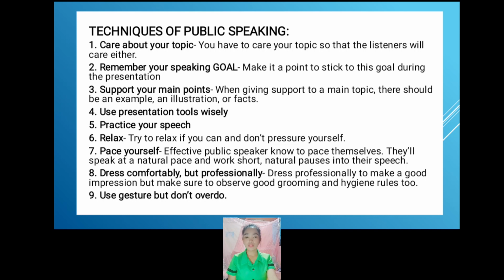And now, last but not the least is use gestures but don't overdo. Meaning, overdoing a gesture is a disturbance to the audience or to the listeners. That is why when you do gestures, it is good enough for your speech.